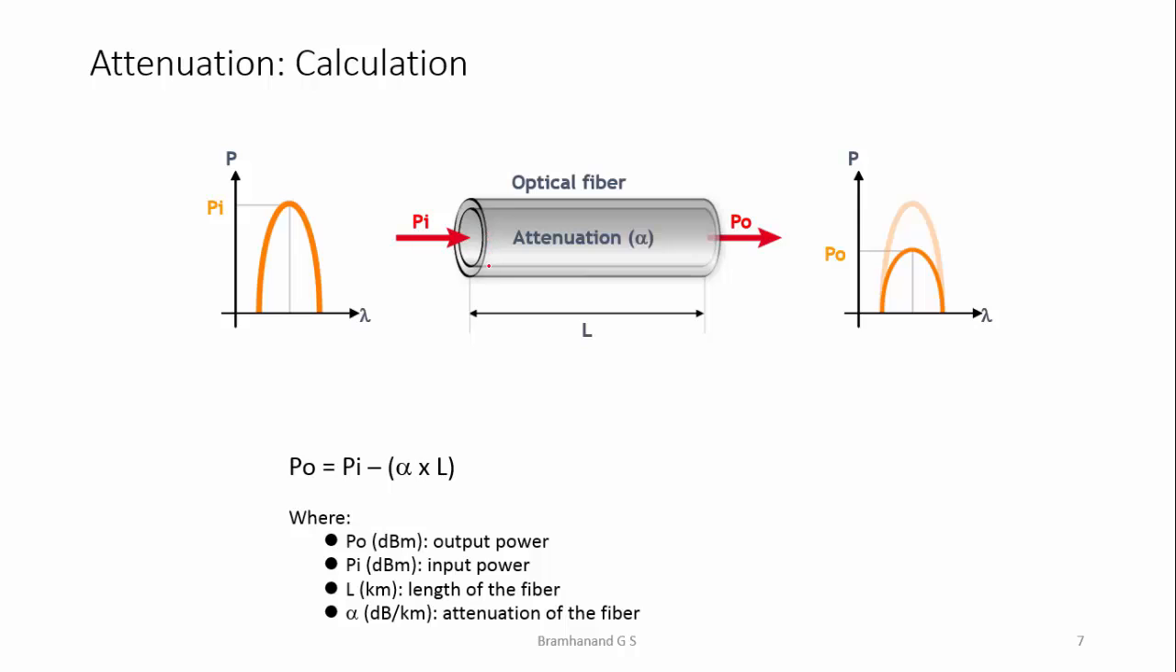Attenuation is calculated as follows: output power is equal to input power minus the attenuation of the fiber per kilometer times the length of the fiber. So this output power calculation is very important when we design our optical network.